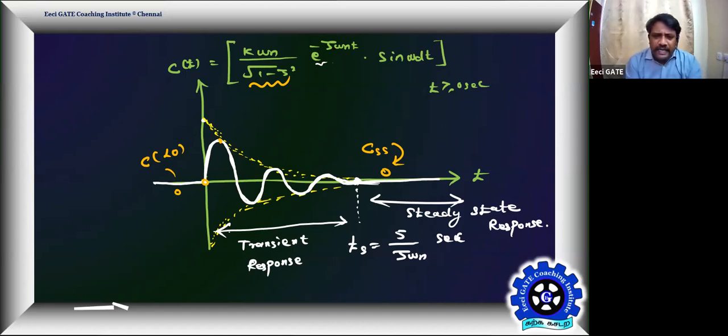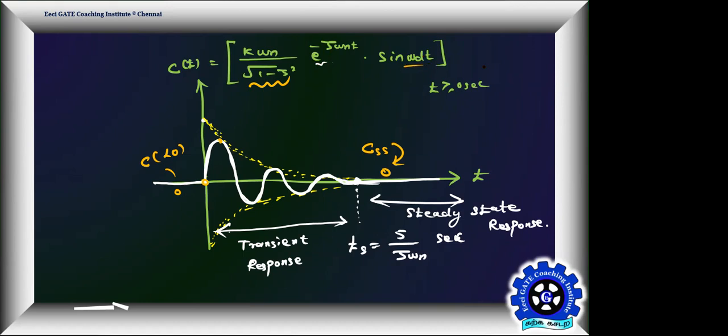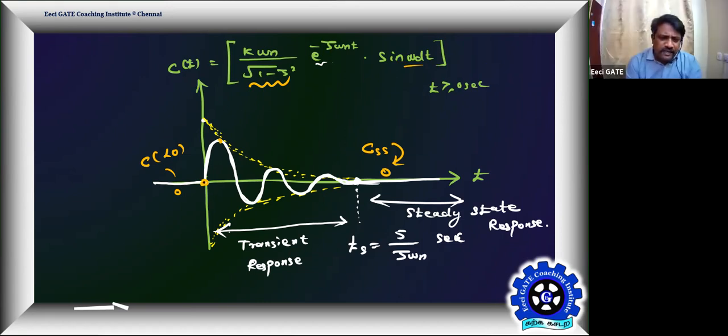At t equal to 0, e power minus 0 you will get 1. But at the same time, sine 0 is 0. It's enough to make the entire function 0. Therefore, the response, unlike your first order system, which begins with k by tau, begins with 0 only. Unlike your first order system, the c of t of the unit impulse response of a second order system doesn't begin with a finite value, it is also beginning with 0. That's a point because sine 0 is 0.